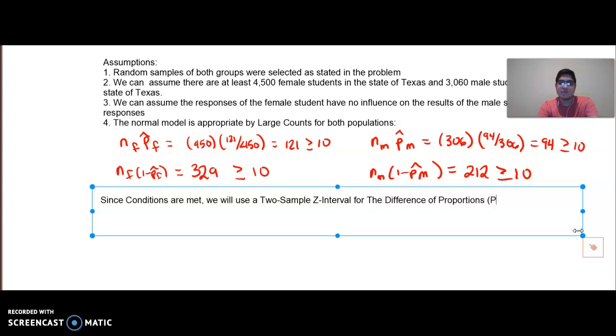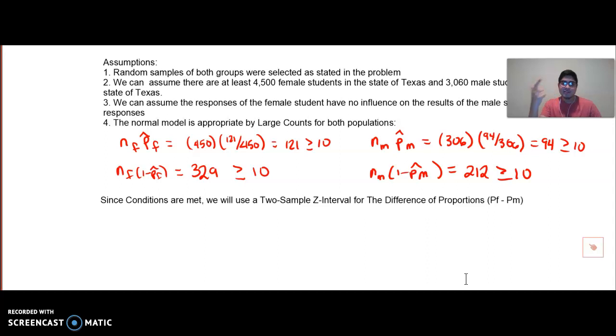And then I'm just going to write my key out here. I'm looking at the difference between the proportion of female students and the proportion of male students. So again, how many samples, Z or T, and what is it for? So here, a 2-sample Z interval for the difference of proportions between male and female students. Now that we've got that going, we can actually do a little bit of the math here.